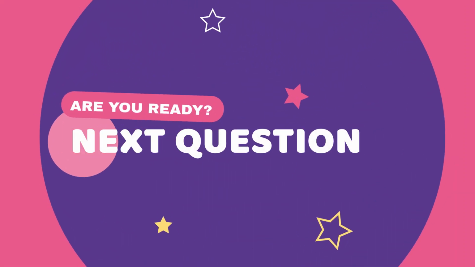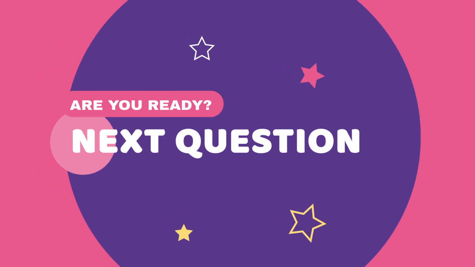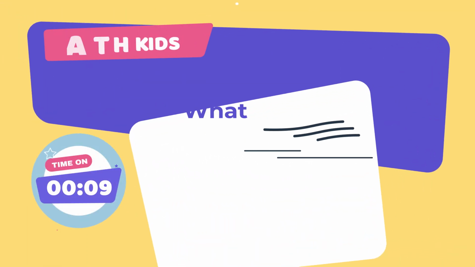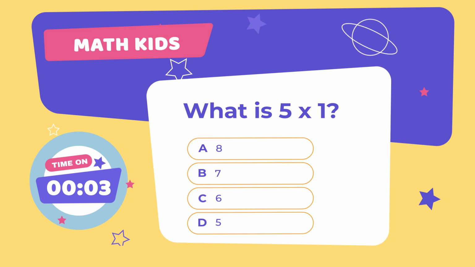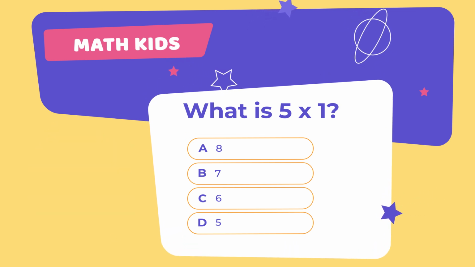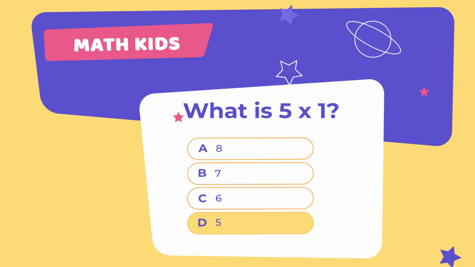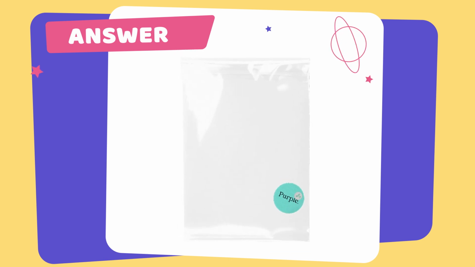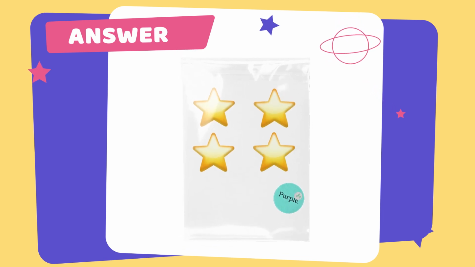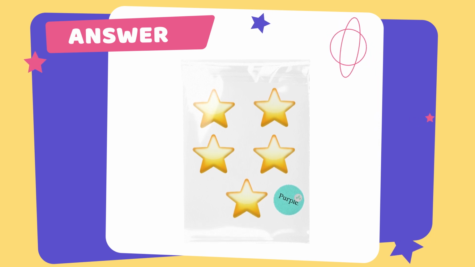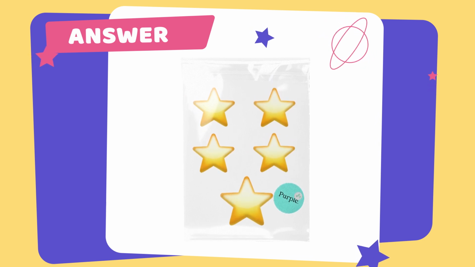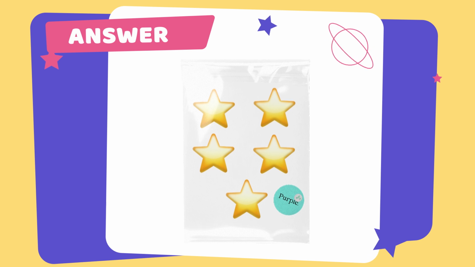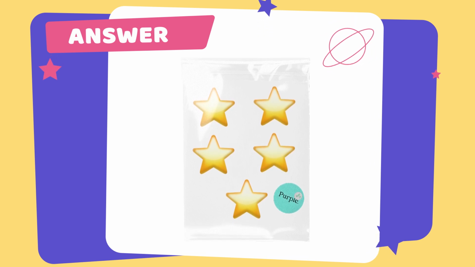Are you ready for the next question? What is 5 times 1? You're right. Your answer is correct. If you have 1 plastic bag with 5 stars inside, the number of stars stays the same. Let's count the stars together. 1, 2, 3, 4, 5. There is no change because 5 times 1 means you still have 5 stars.